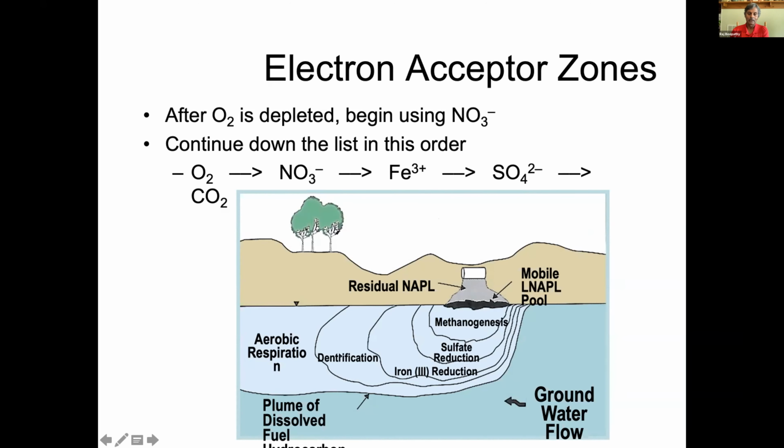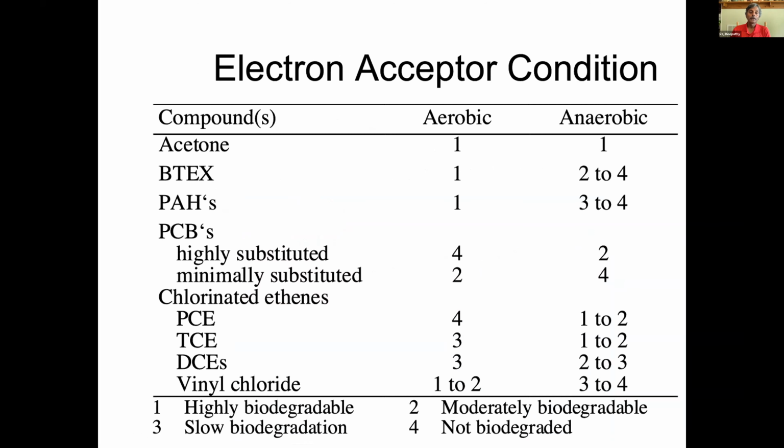So you can see that in the graphic in subsurface cleanup. Aerobic is the first one, and then it goes through denitrification, iron reduction, sulfate reduction, methanogenesis, based on the availability of electron acceptor, for the compound to be completely oxidized. So here are some of the common compounds that are amenable to aerobic and anaerobic conditions.